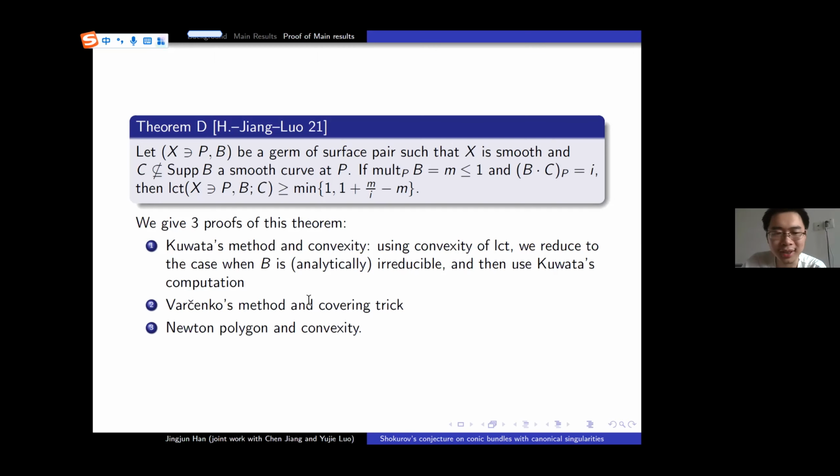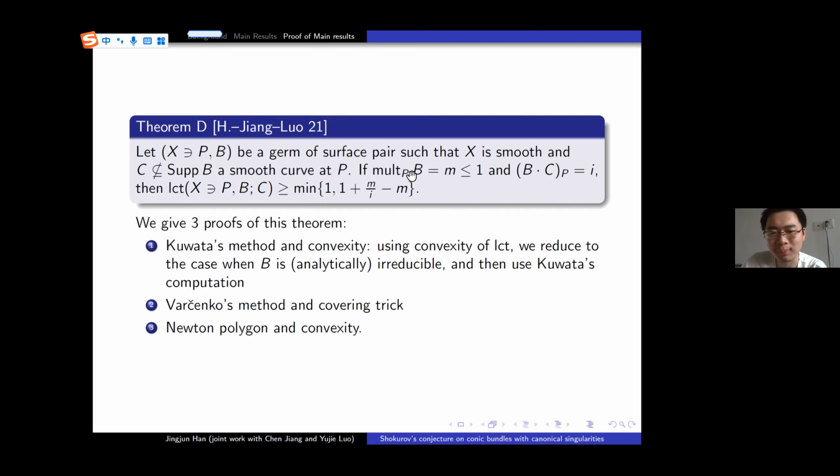And the second proof is that we use Varchenko's method and some curve trick. But for this method, we cannot prove the general version of the theorem. Varchenko's method could be applied to compute the set of log canonical thresholds for a surface, in the surface case. So for this case, we are unable to prove this general setting, but it could be applied to prove the continuity of the thresholds.